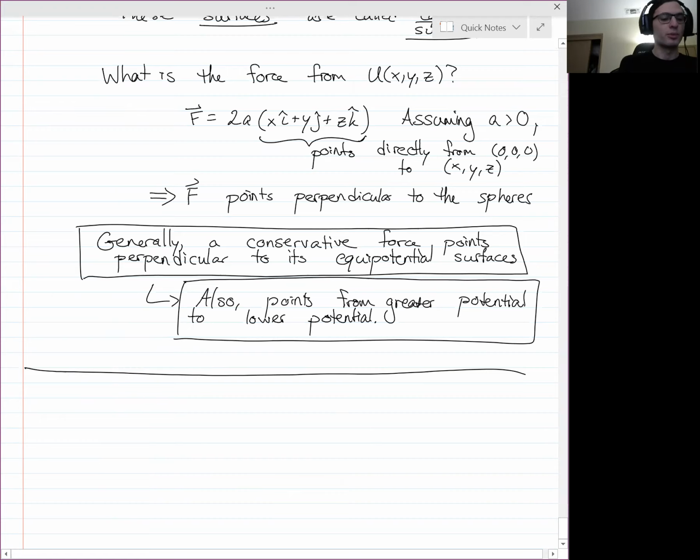That was just an example potential energy. If A was less than 0, it would point inwards, and the force would also point inwards. And you would have increasing potential energy as you go outwards.